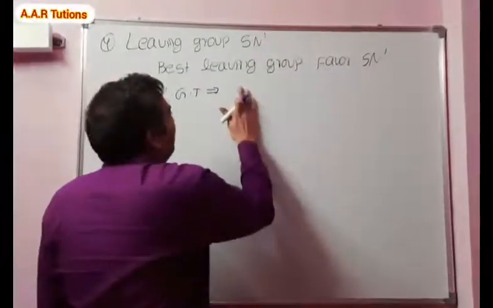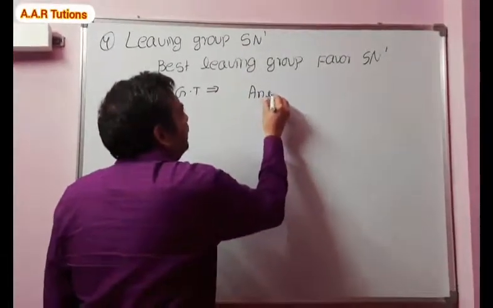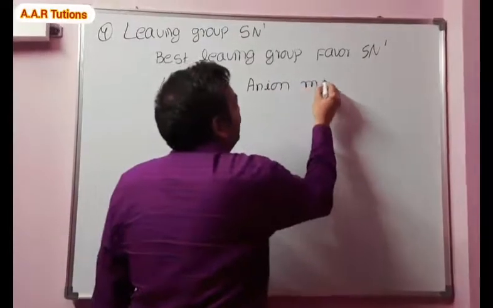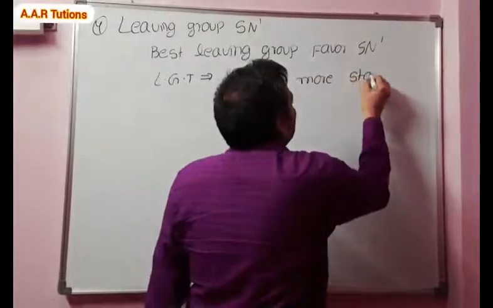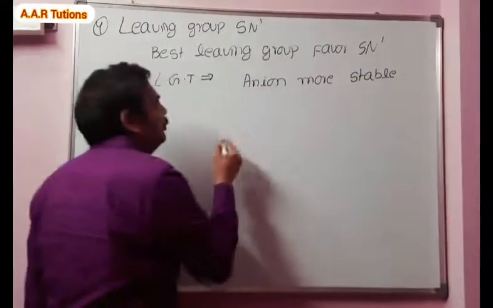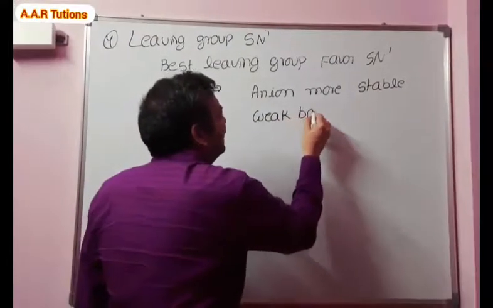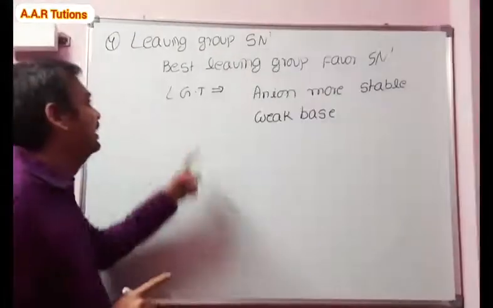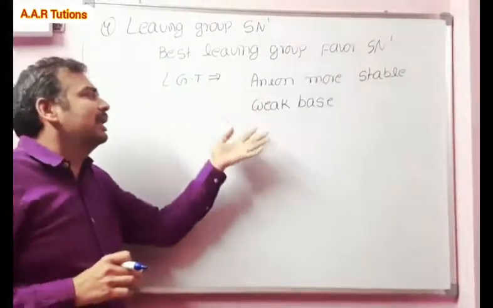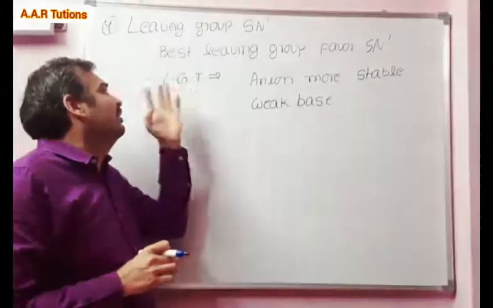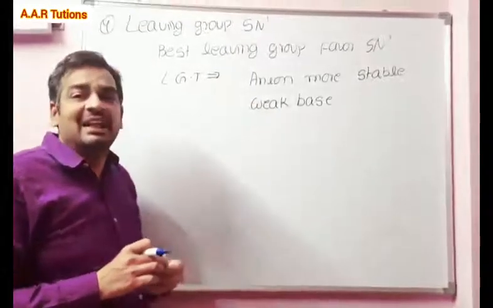Which groups have the best leaving group tendency? If the leaving group is an anion, that anion should be more stable. If it is more stable, then it has high leaving group tendency and is a best leaving group. Or if the leaving group is a weak base, it also has good leaving group tendency. Either a more stable anion or a weakly basic leaving group has more leaving group tendency, and those best leaving groups favor SN1 reaction.